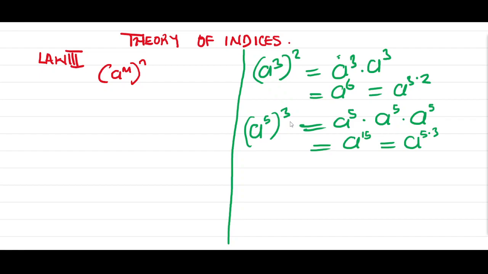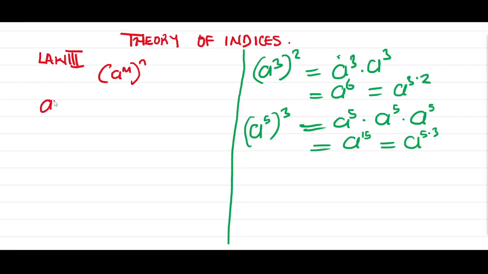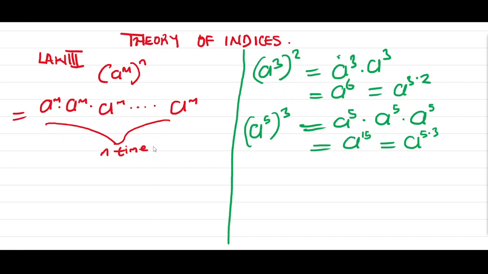And we're going to verify this here. Notice that if we raise a to the m power and multiply it n times, it means that we have a to the m, multiplied by a to the m, multiplied by a to the m, and this process will go further n times, because it is raised to the power of n.